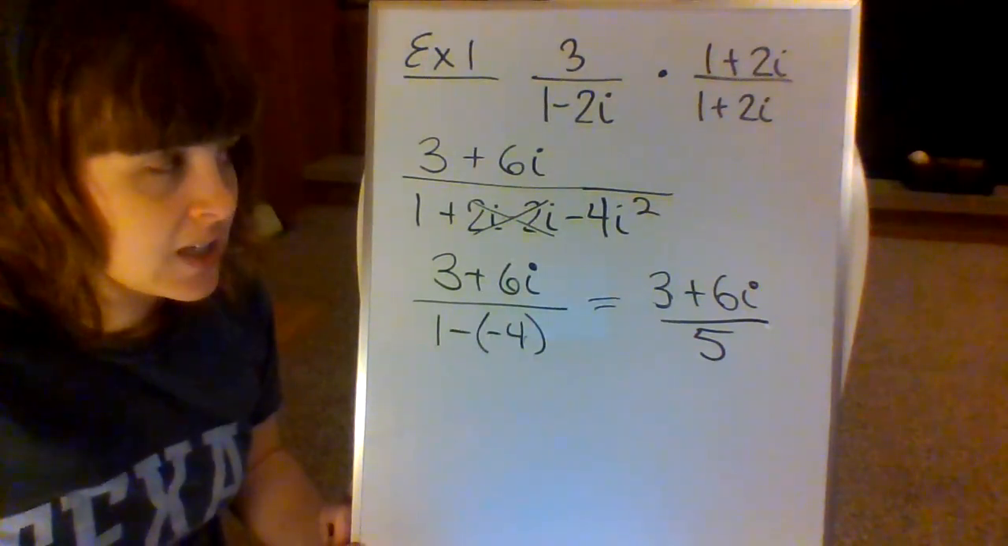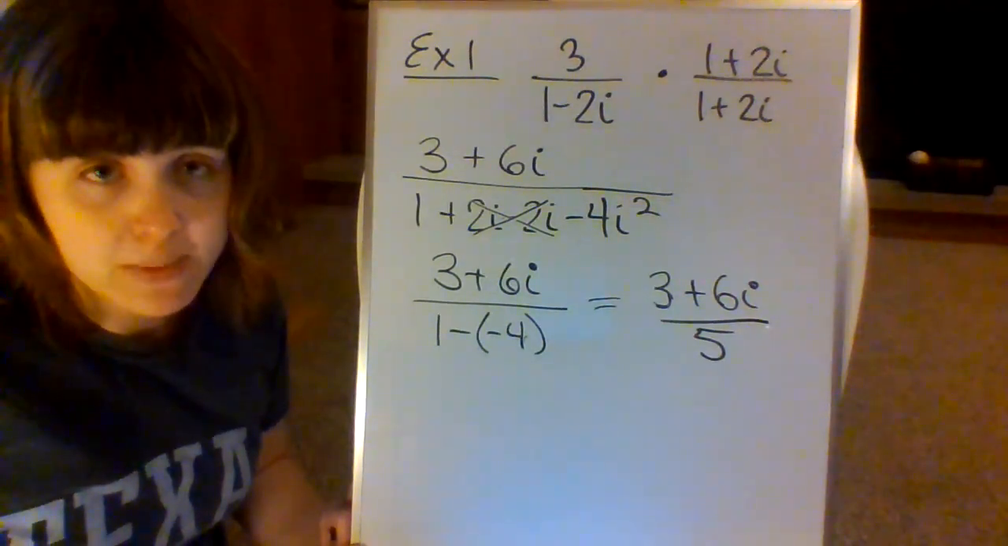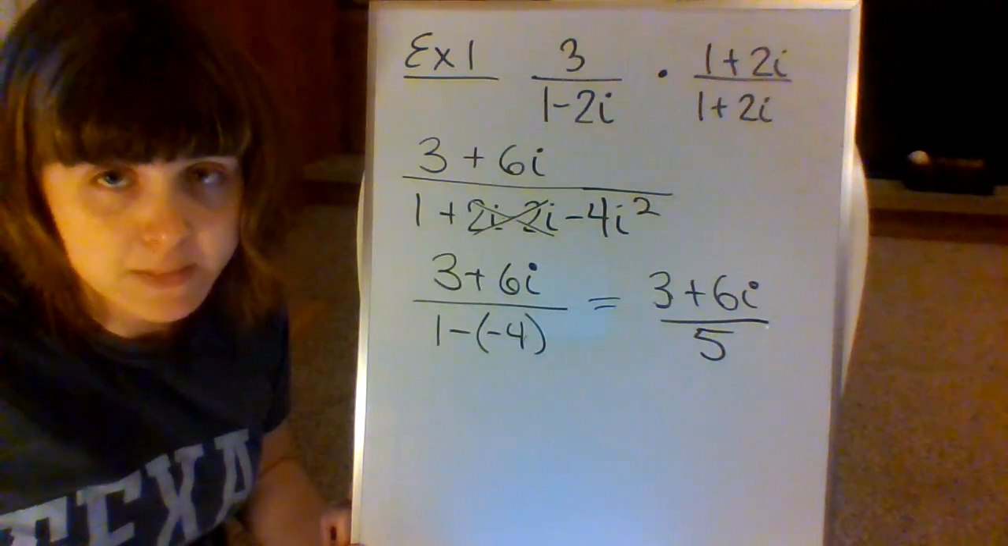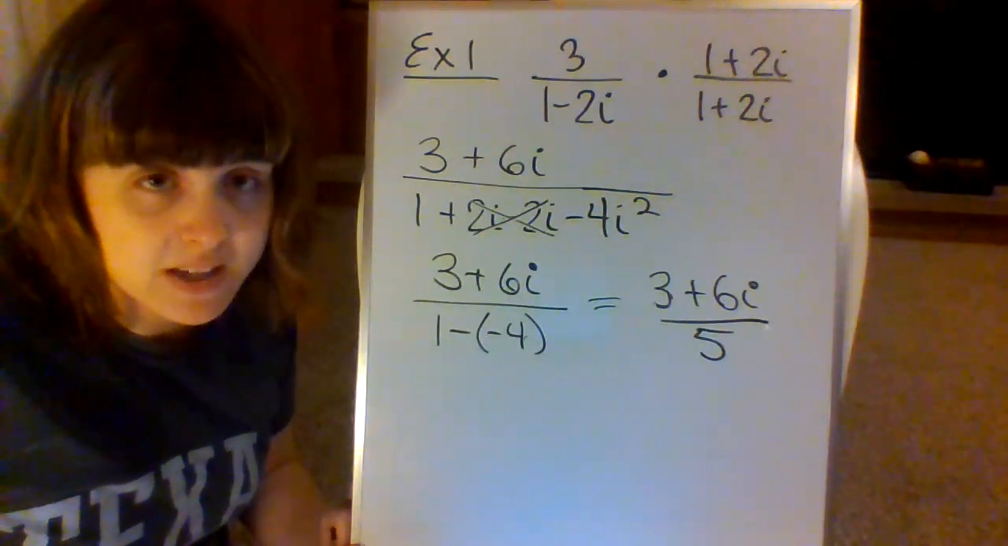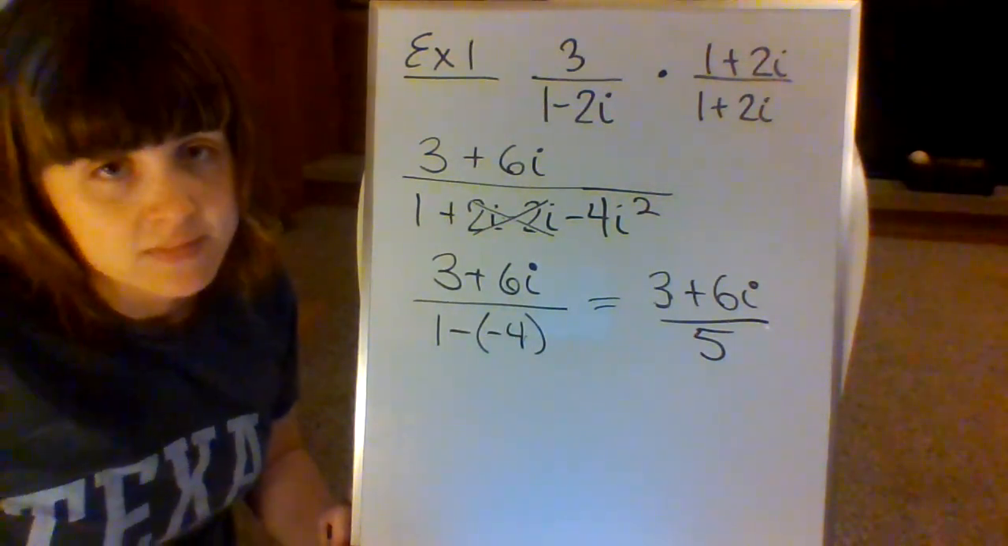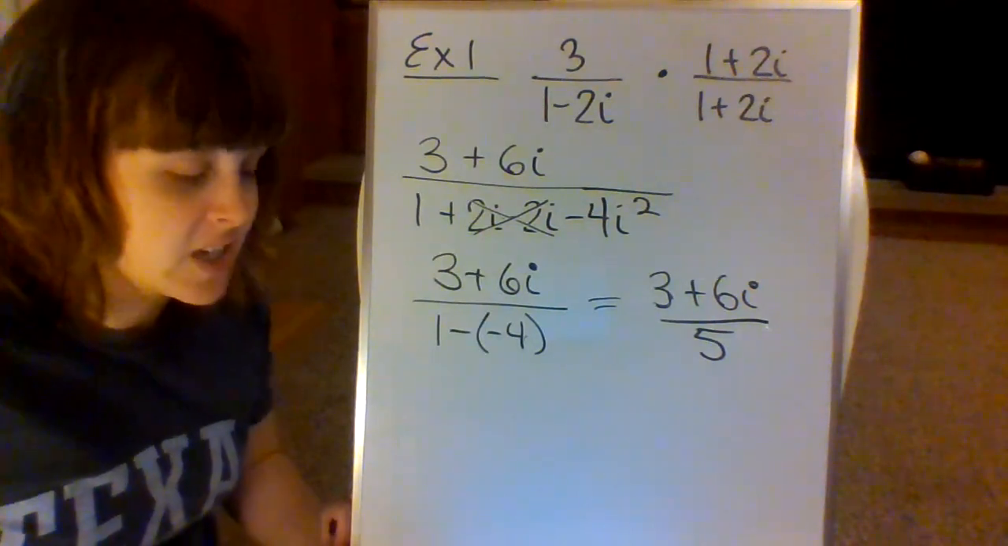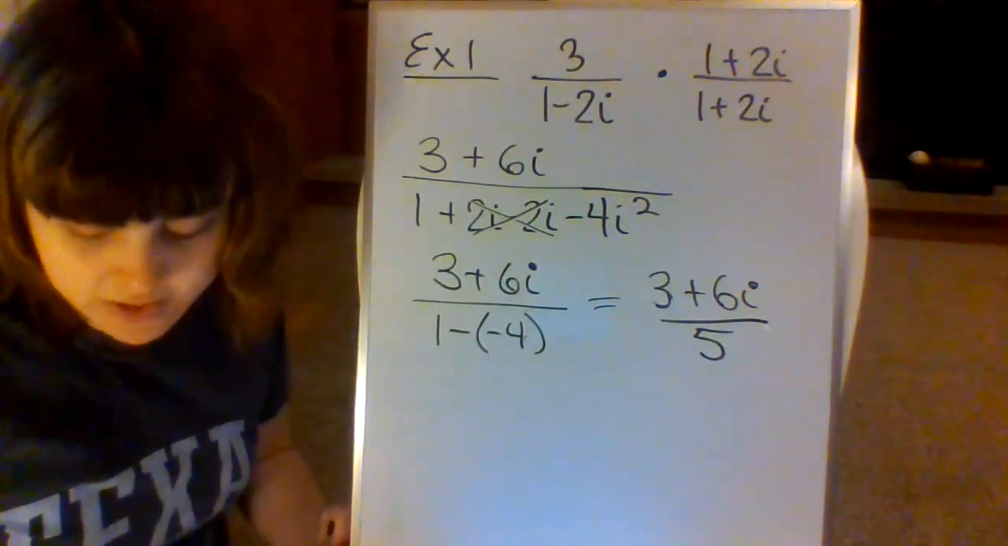Alright. So, you have to multiply by the conjugate of what's on the bottom. Then you do the FOIL method and you simplify. Alright, so that's the process in a nutshell. We're going to keep trying some more examples.